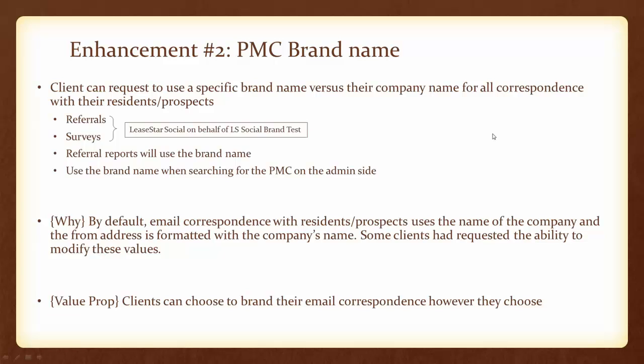Why did we do this? Well, by default, all the correspondence uses the name of the company in the from address, as well as at the bottom, as I mentioned. And we had several requests from clients that they didn't want their company name, or they had a very specific name or a way that they wanted to format the from address. So we wanted to give them that ability. The value prop is really minor. It's just giving them that ability to brand, which they didn't have before.